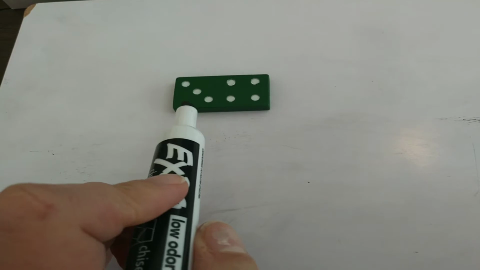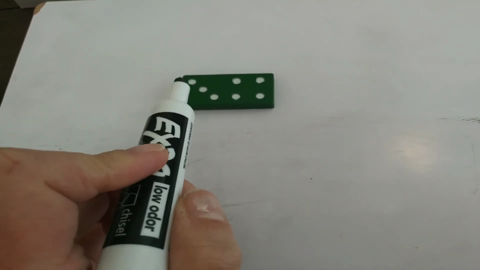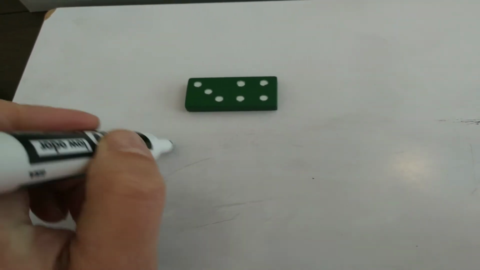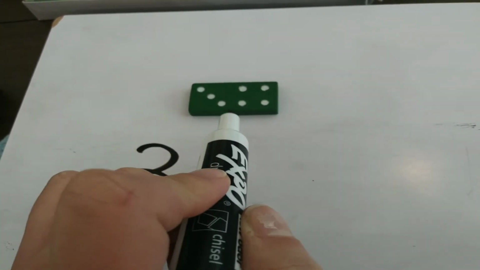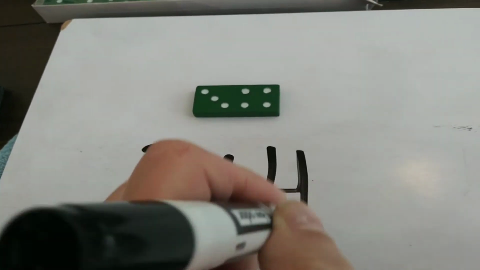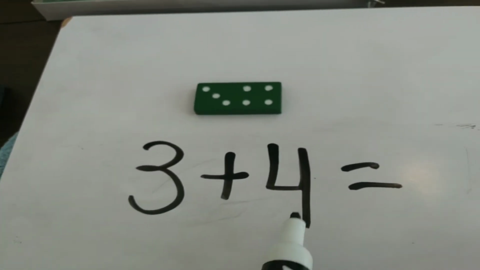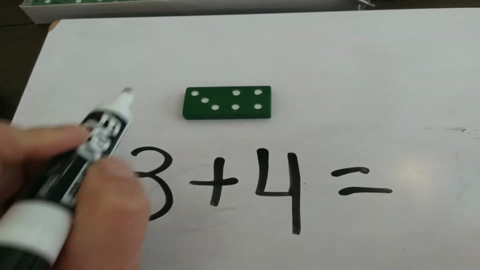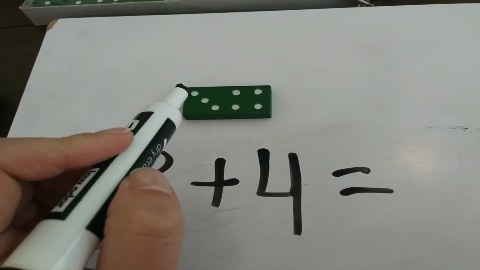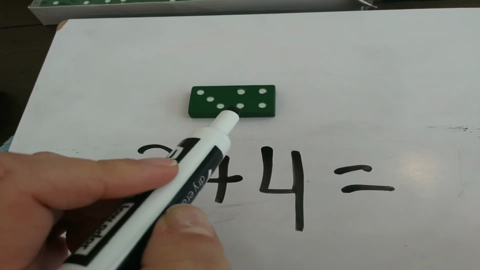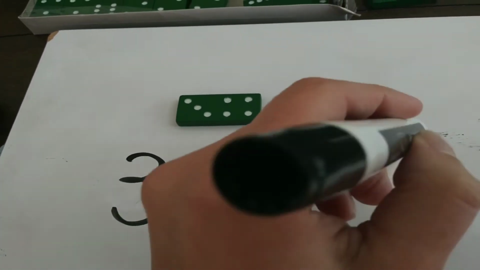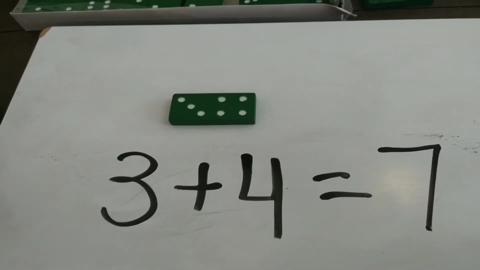Let's try another one. I'm going to put that one away. Let's try this one. Okay. How many dots do I have on this side? 1, 2, 3. How many do I have on this side? 1, 2, 3, 4. 3 plus 4 equals how many? Let's count all of the dots all together. We're making one big group now. 1, 2, 3, 4, 5, 6, 7. 3 plus 4 equals 7. Good.